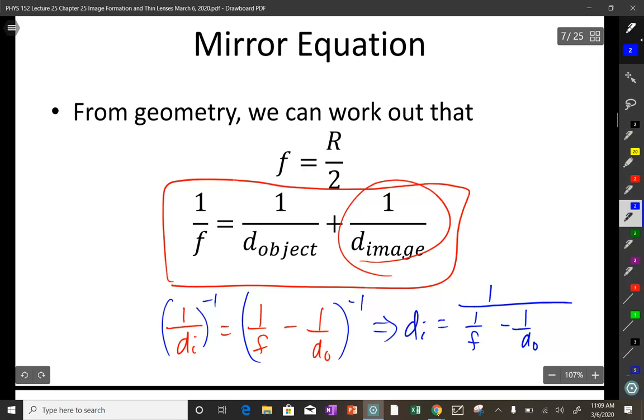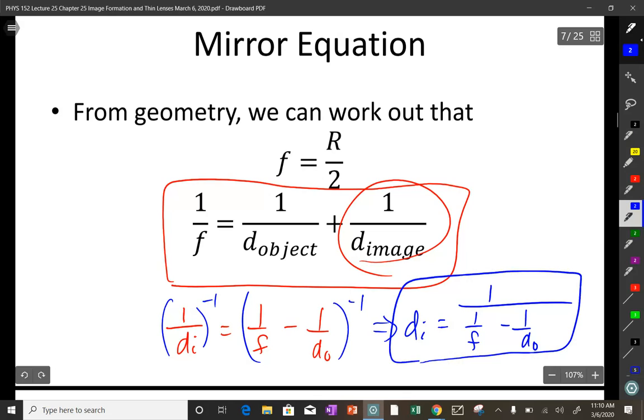which is not the same as F minus D object. That would be a different number. You can just put in numbers to convince yourself. Let's say that F is 5 and D object is 10. 1 over 5 minus 1 over 10 is 2 over 10 minus 1 over 10, which is 1 over 10. Your answer would be 10. But if I did F minus D object, 5 minus 10 is minus 5. Very different answers. So make sure that you do your math straight on that.